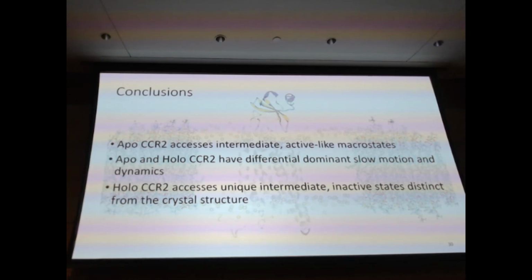Okay, so in conclusion, coupling these long timescale MD simulations with MSMs lets us see ApoCCR2 accessing these intermediate active-like macrostates. I see that APO and HoloCCR2 have these very different dominant slow motions and overall dynamics. And I see that HoloCCR2 accesses unique intermediate and active states that are distinct from the crystal structure, which will be used in the near future for drug modification and drug design.